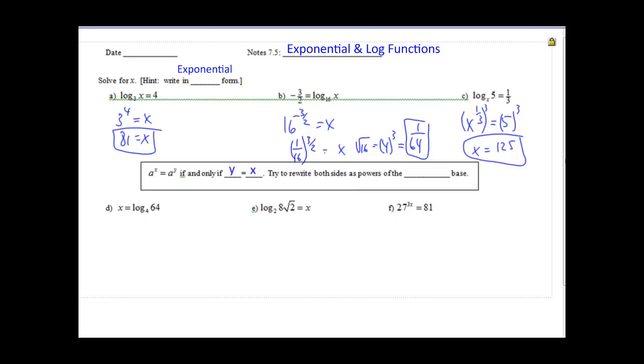If we have a to the x equals a to the y, this is true if and only if y and x are equal. So to rewrite both sides as powers, we need to do that by using the original bases.